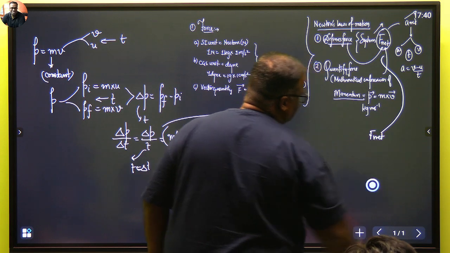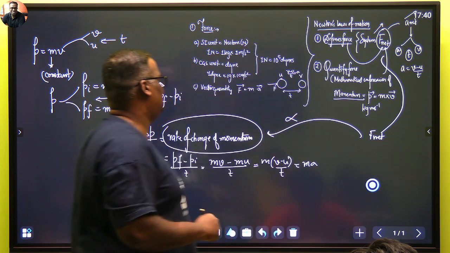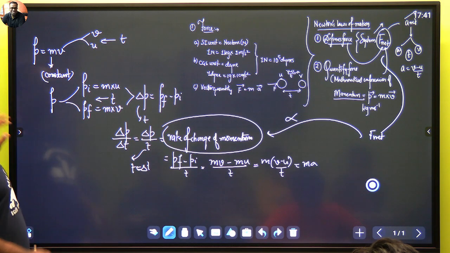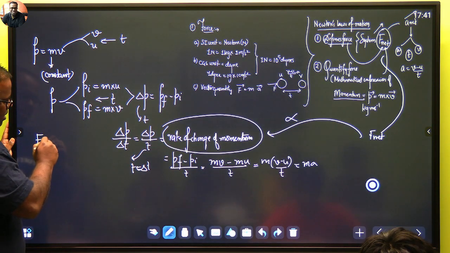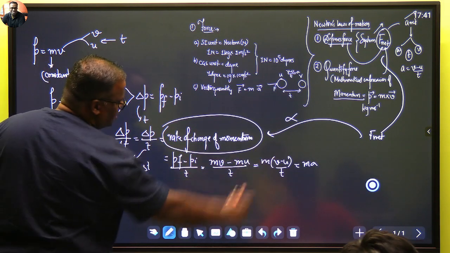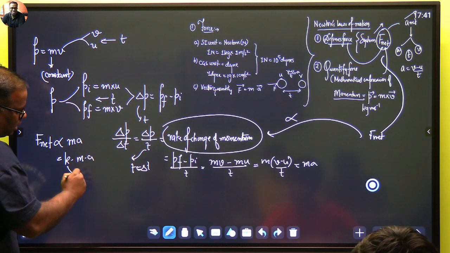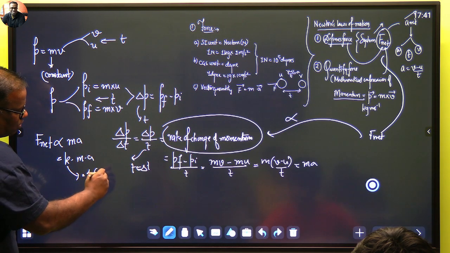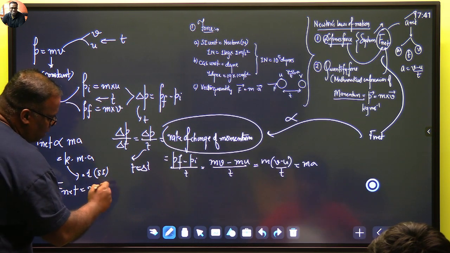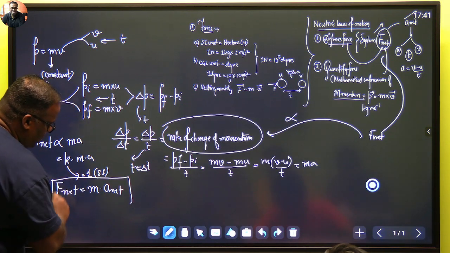The second law of Newton says that this f net is directly proportional to the rate of change of momentum. That means my f net should be directly proportional to m into a. Rate of change of momentum is ma. So in SI unit we write it as k into m into a, and k's value is taken as 1 in the SI unit system. Therefore f net is equal to m into a. So rather I will write it as a net, because f net brings an a net. This is the mathematical expression.